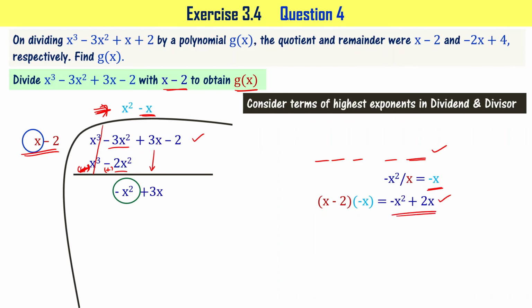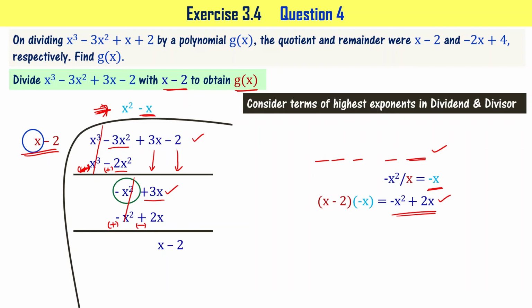Let me subtract this from this particular expression. When I do that, let me change the signs first. This is minus x square plus x square gets cancelled. This is plus 3x and this is minus 2x. It's going to be plus x, right? And let me bring this minus 2 down so that it can be written as x minus 2, right?